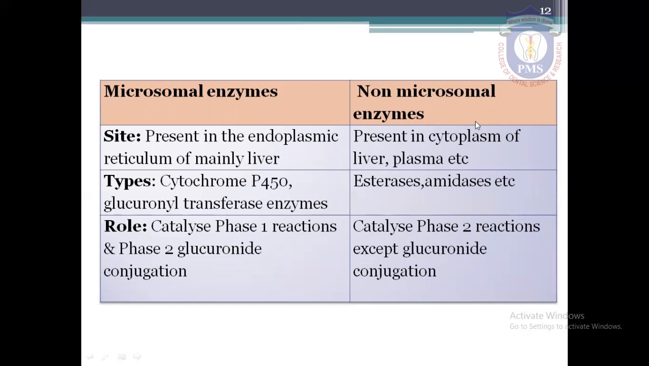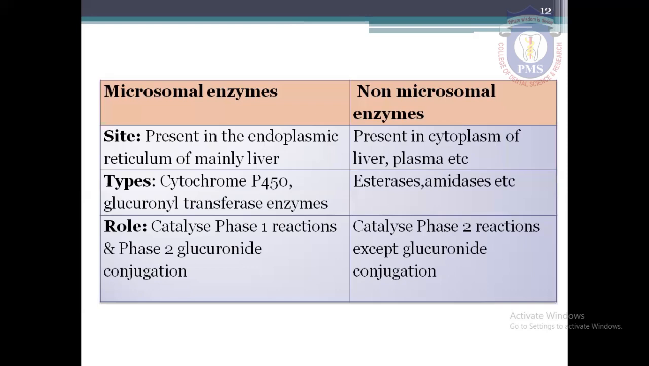The non-microsomal enzymes are present in the cytoplasm of liver, plasma, etc. The types of enzymes are esterases and amidases. They catalyze the phase 2 reactions except glucuronide conjugation. Glucuronide conjugations are catalyzed by the microsomal enzymes.